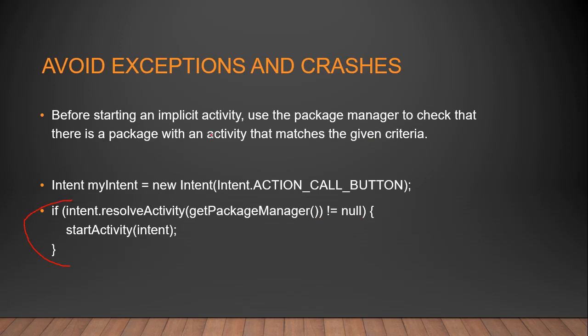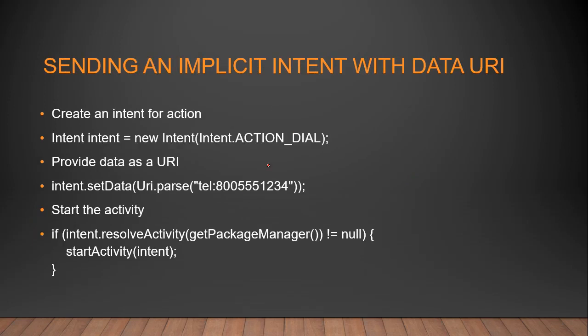Because before starting the implicit intents, you must use the package manager to check whether there is a package with an activity that matches the given criteria. So let's see how we can deal with action dial. First, create an intent object and inside the constructor set the action that you want to do. If you want to call, there are several actions inside Android that you can use. If you want to call, there is an action called ACTION_DIAL.